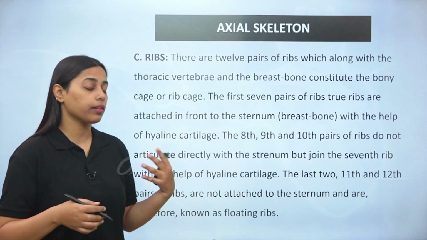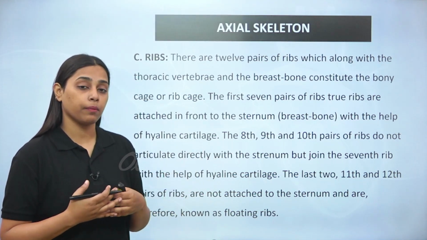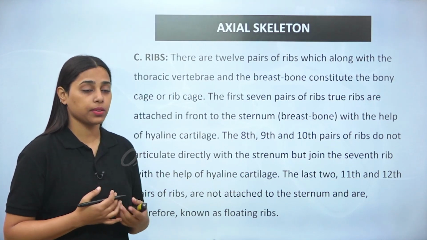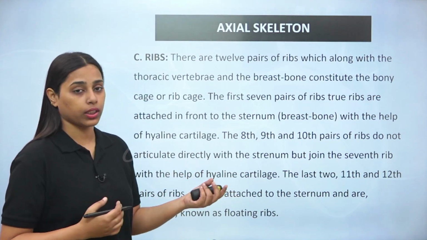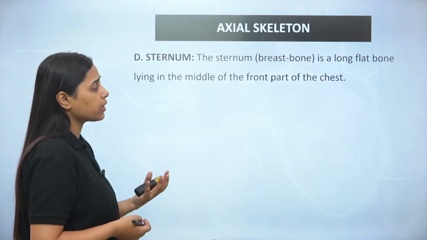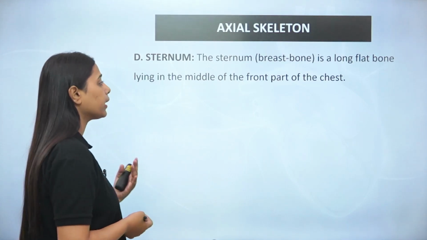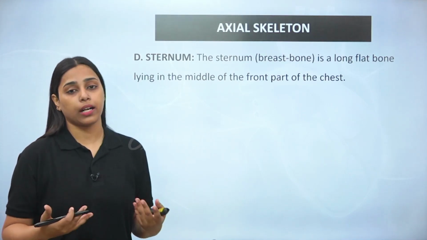This is also one of the pet questions asked many times: what are floating ribs and which ones are the floating ribs. Then the sternum, which is a breastbone, is a long flat bone lying in the middle of the front part of the chest.